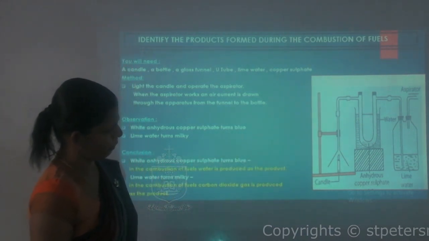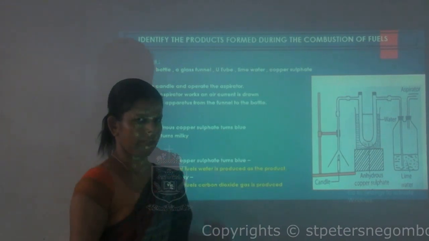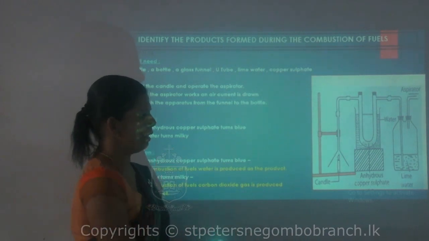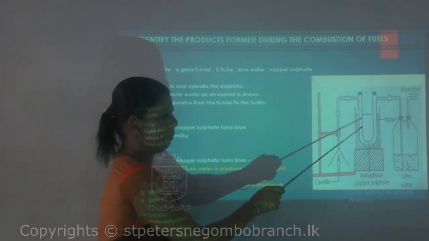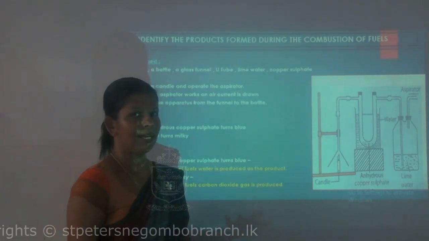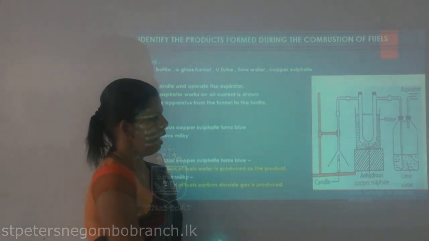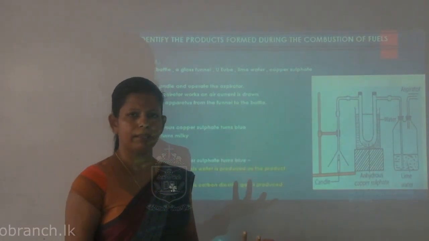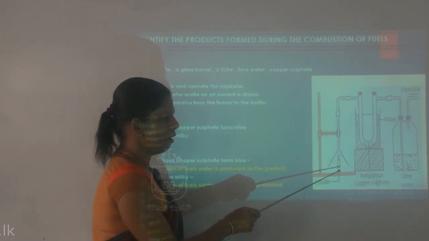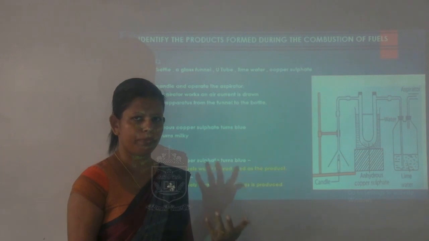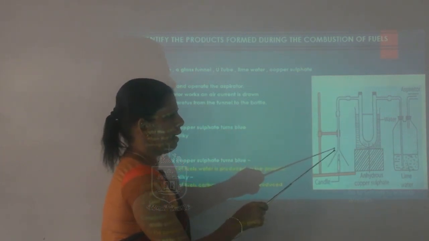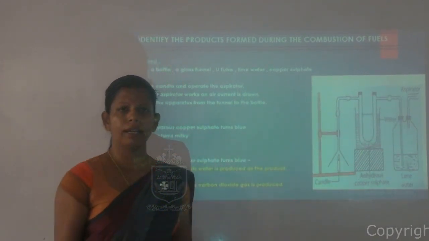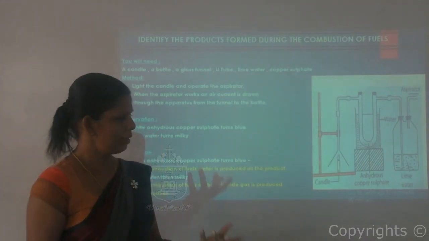So what are the conclusions? Why does the white anhydrous copper sulfate turn blue? Reason: anhydrous copper sulfate absorbs water vapor and becomes blue in color. And the lime water becomes milky. Why? Because when the candle burns, carbon dioxide gas is produced. This carbon dioxide gas goes through this setup and dissolves in the lime water, then it becomes milky in color.